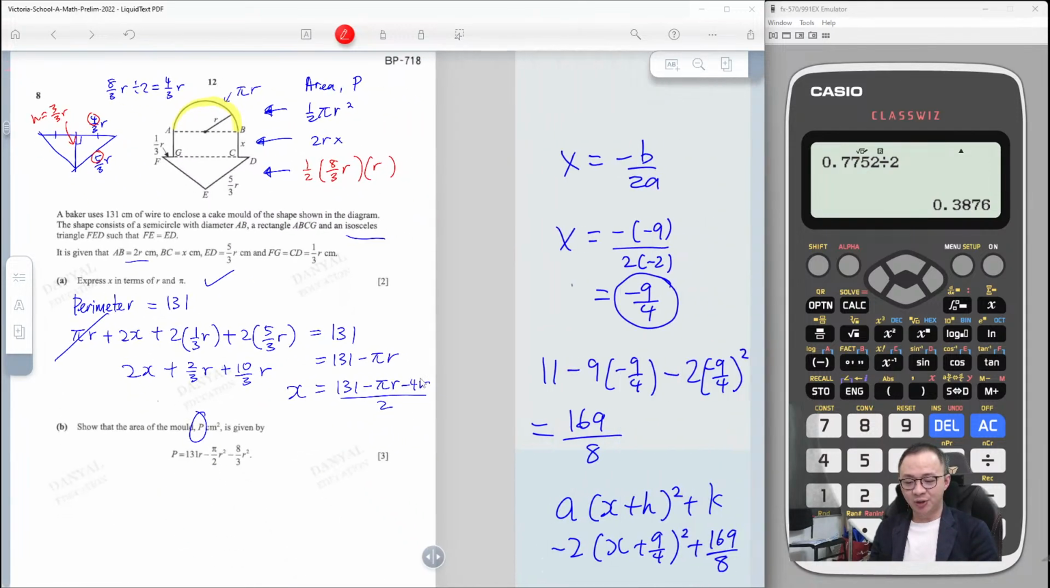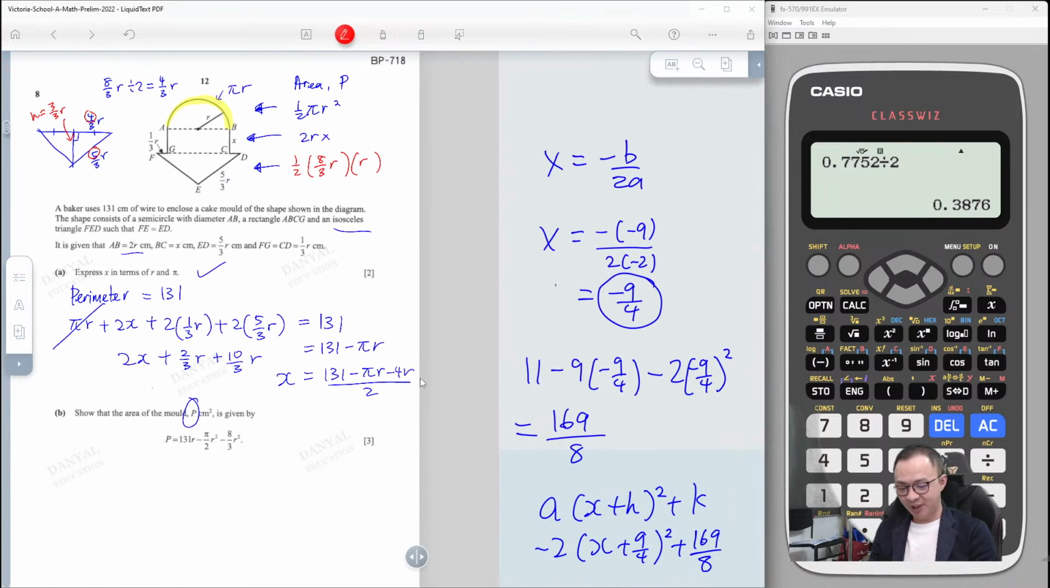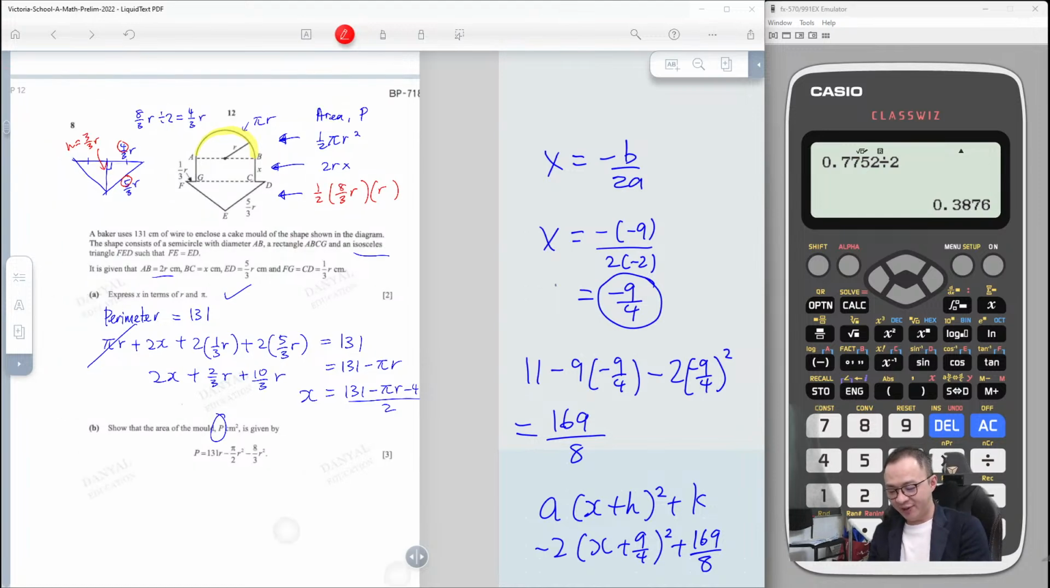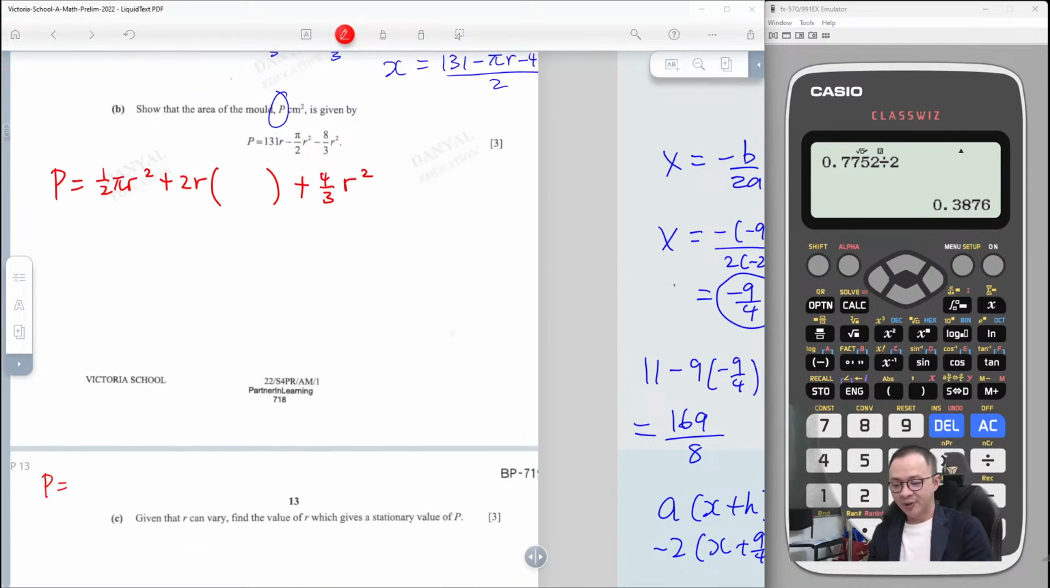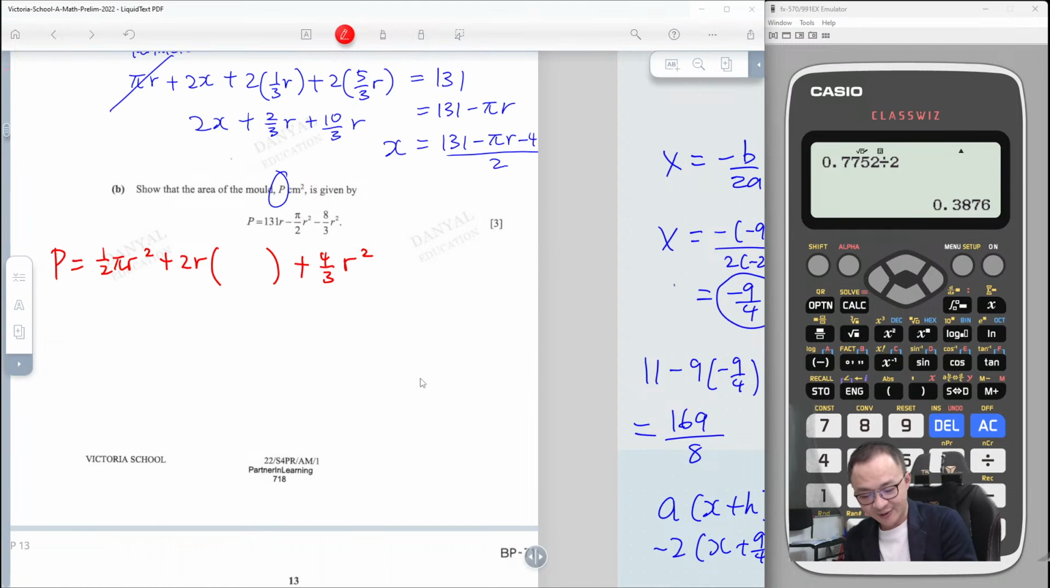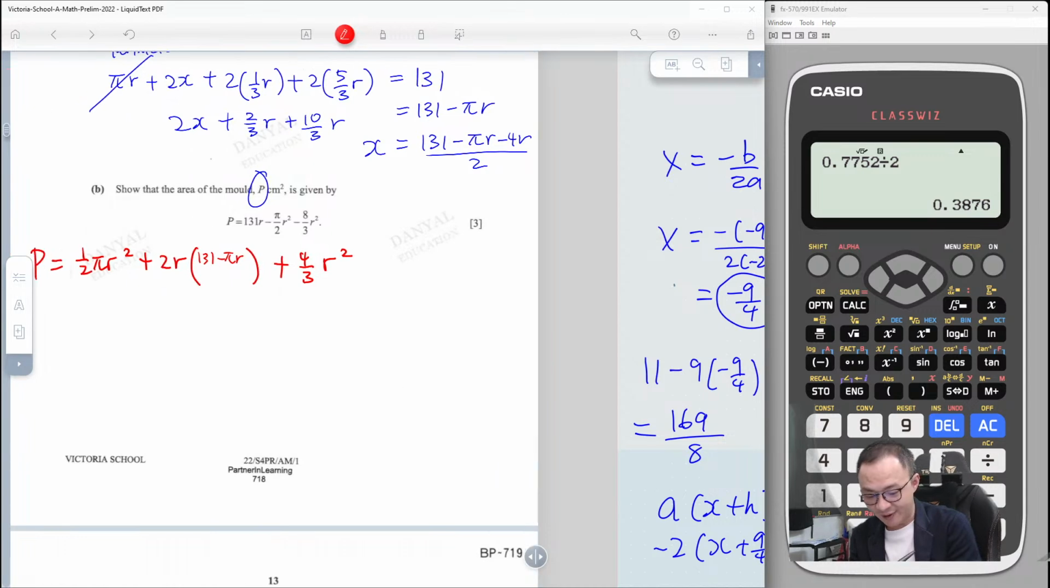So if I want to show this, I literally need to add every single thing. I have 1 over 2 pi r squared plus 2rx, and I substitute in the x, plus this one, which I simplify to 4 over 3 r squared, is my P. Okay, so let's do this one. What is my x? 131 minus pi r minus 4r, isn't it? Yeah, minus 4r divided by 2.